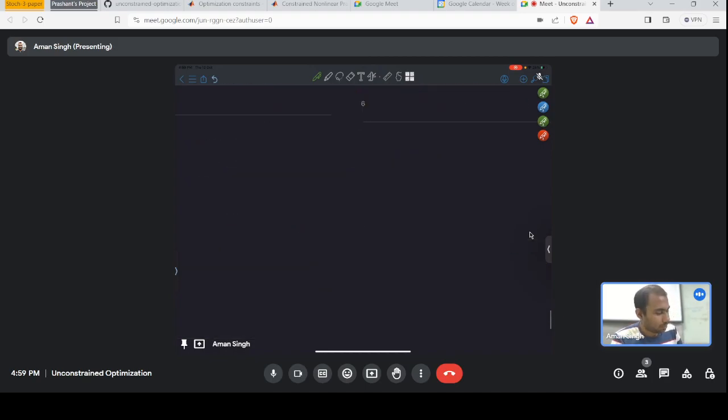Now we'll do some examples, just to see how to use these theorems or conditions. Let's start with a simple example. Minimize, for x belongs to R, f(x) = (x minus 2)... x square minus 1 whole square. So we have to minimize this.